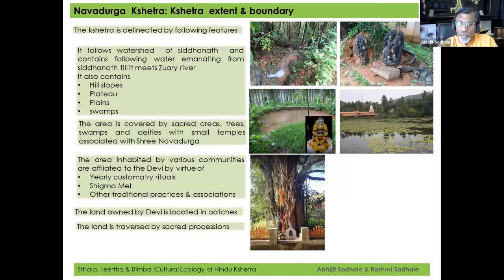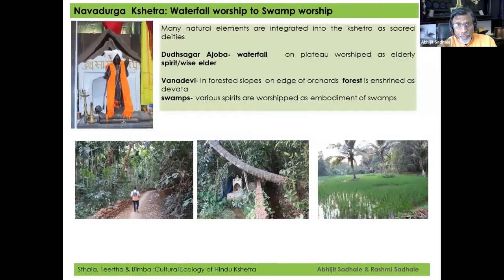There are customary rituals, there are yearly rituals, there is the festival of Shigmotsav, then there are other traditional pastimes and associations. Then there are sacred processions which connect all these sacred sites. So if you look at it deeper, you'll realize that this is one of the unique cases where the water, right from when it falls on a plateau and forms small waterfalls, is celebrated. A waterfall is deified. It's called Dudhsagar Ajoba.